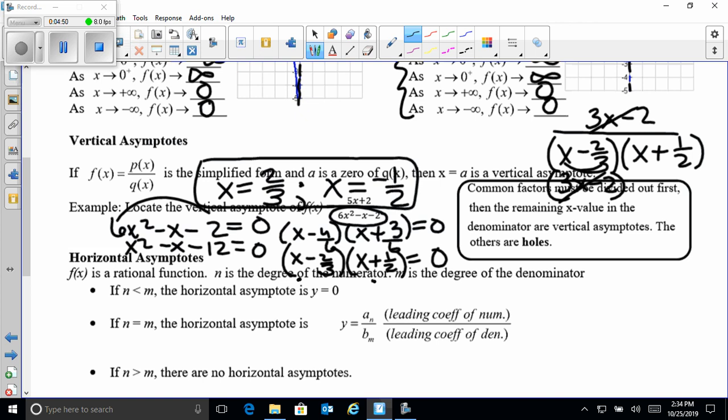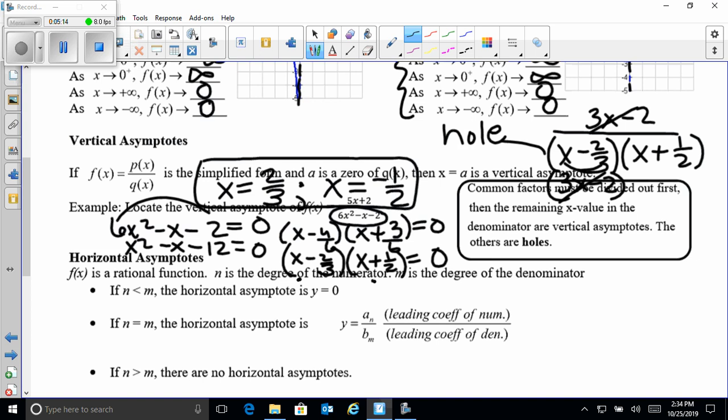Now, some people have the misconception that that means that 2/3 is not an asymptote. Well, that's true. It's not a vertical asymptote. It's a hole. It's still undefined there, so we can't have it. But instead of being an X, it is a hole. So that's how we know when we have a hole.